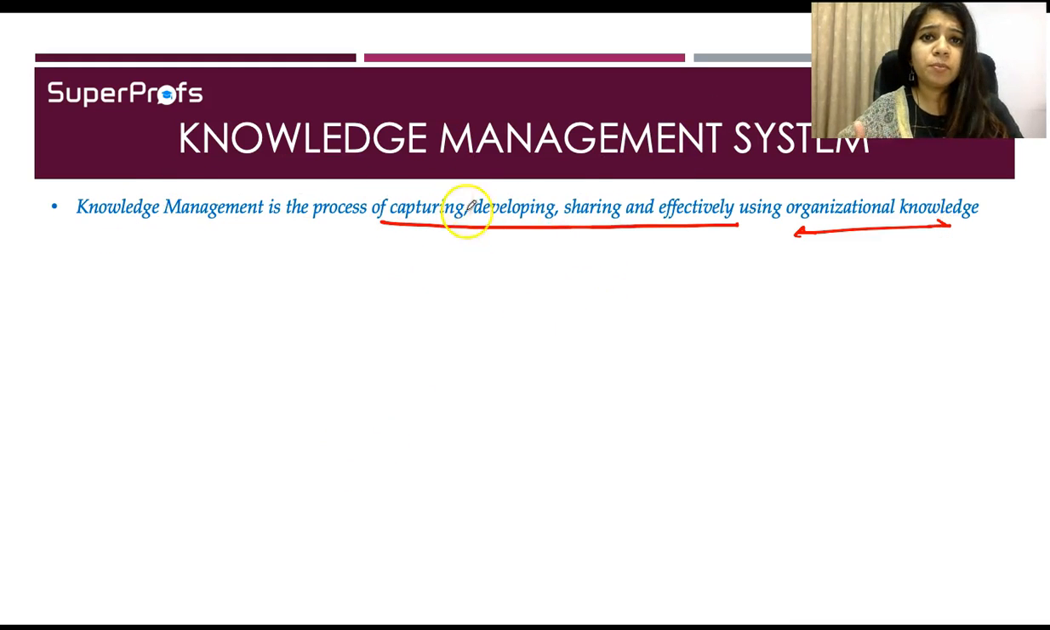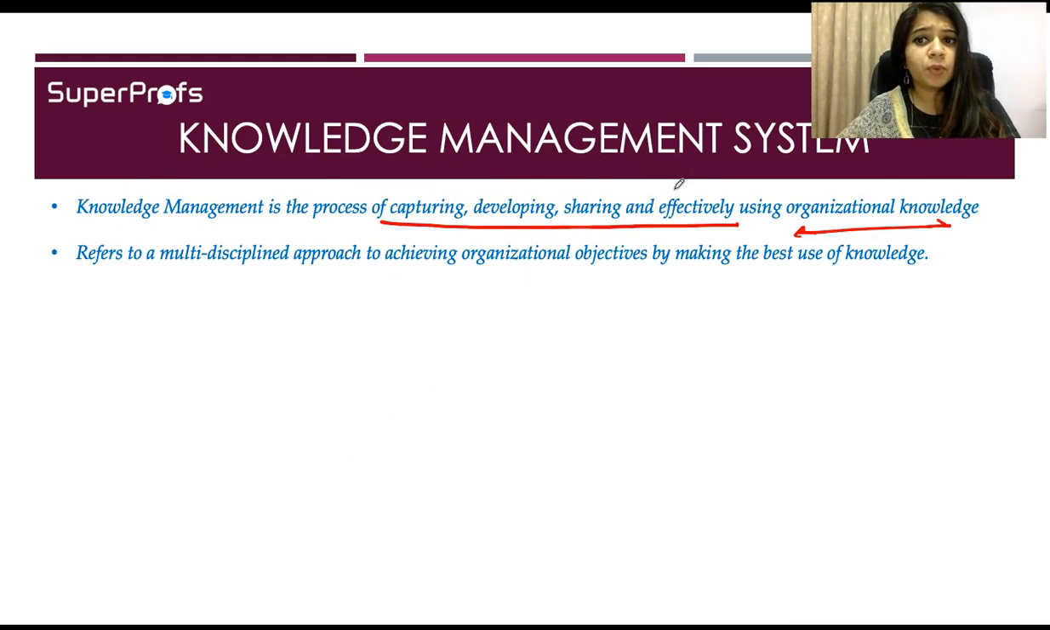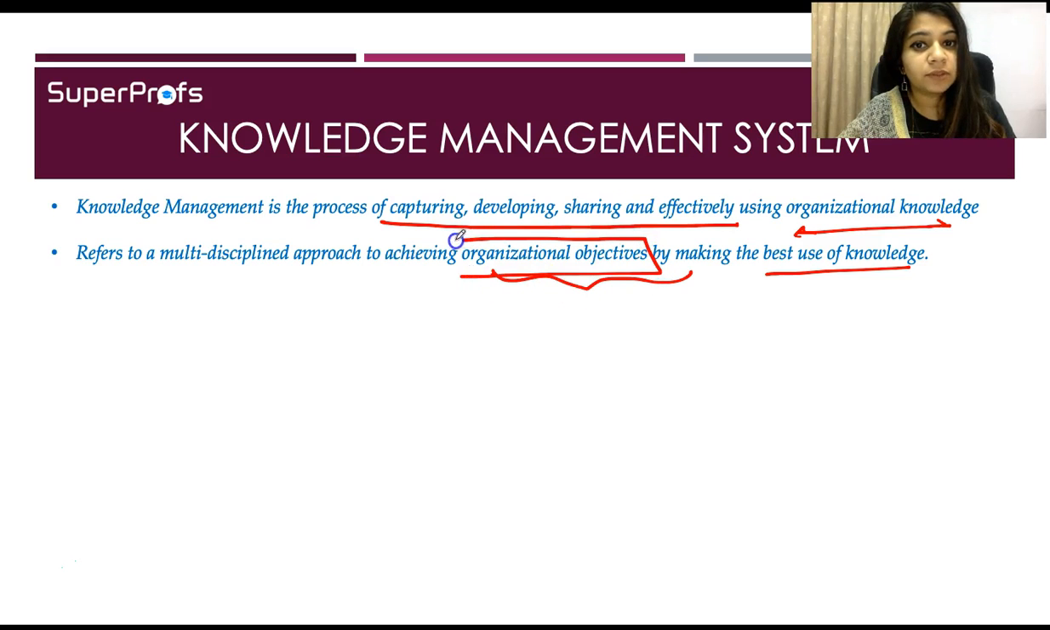Now what would this knowledge be used for? It refers to a multidisciplined approach to achieving organizational objectives by making the best use of knowledge. As I mentioned earlier, the whole point of having different information systems is to achieve organizational objectives. How it is utilized depends on which level it is being used, because this is used at the knowledge level, so this will achieve organizational objectives by making the best use of knowledge.